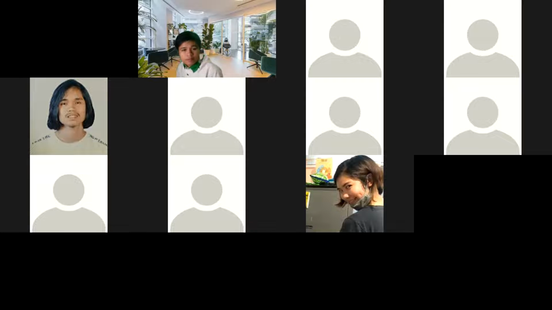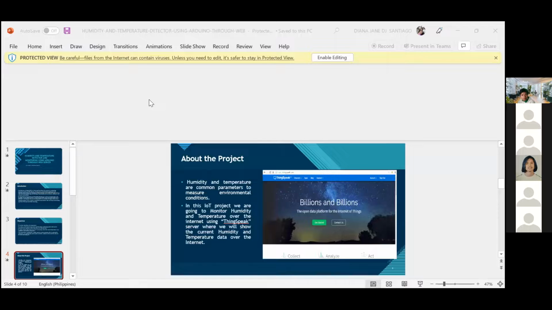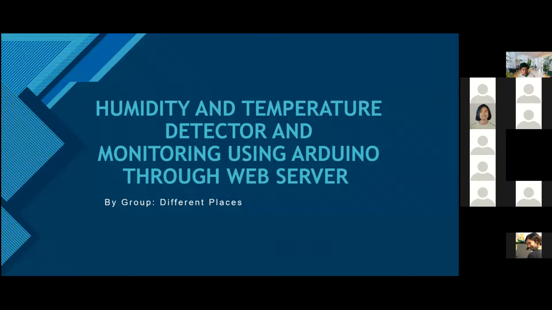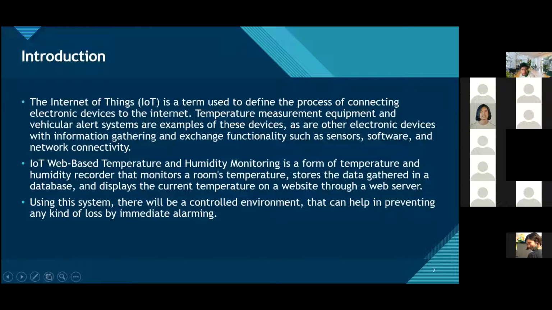Our project is humidity and temperature detector and monitoring using Arduino through web server. So what about your PowerPoint, sir? You're not sharing your screen. We cannot see your PowerPoint. Sorry, sir. Nakikita na po ba, sir?